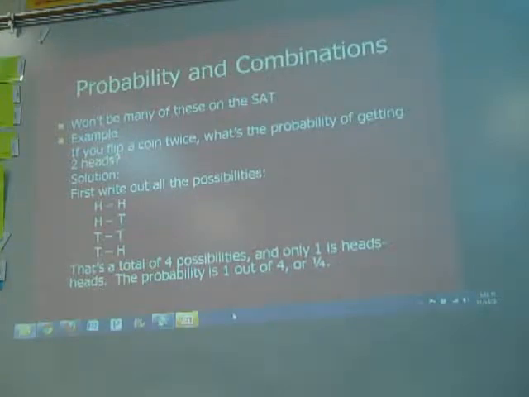Alright, the first thing we're going to talk about is probability and combinations. There won't be many of these on the SAT, but when they do show up, they're nice and easy ones to do if you know what you're doing.